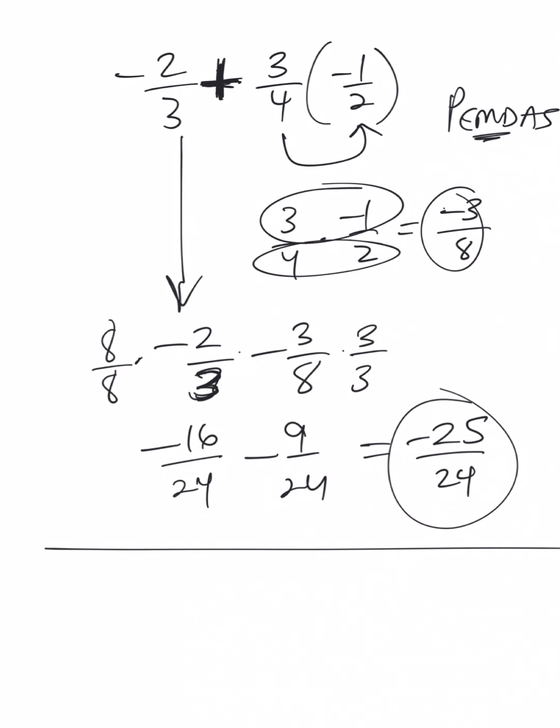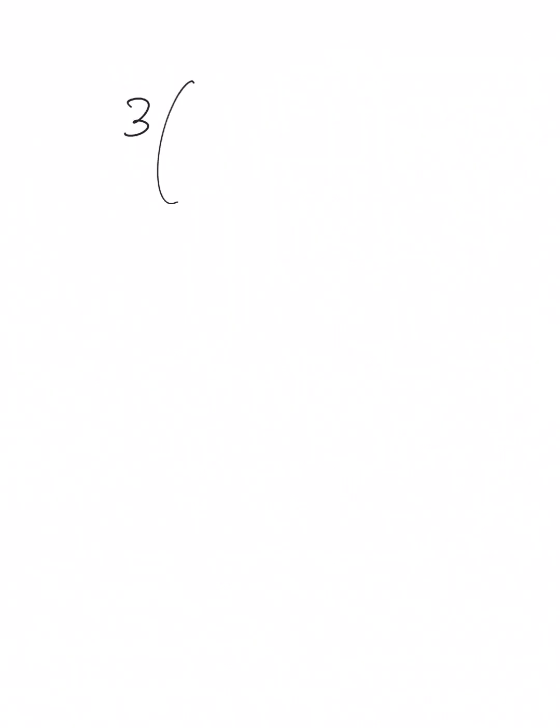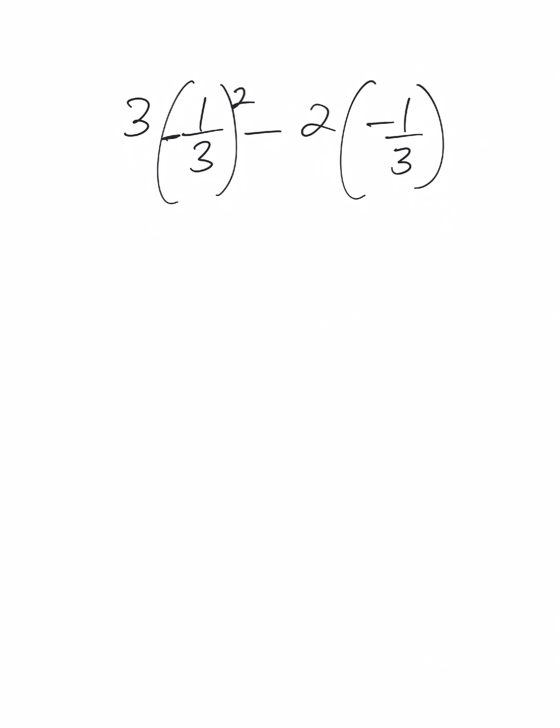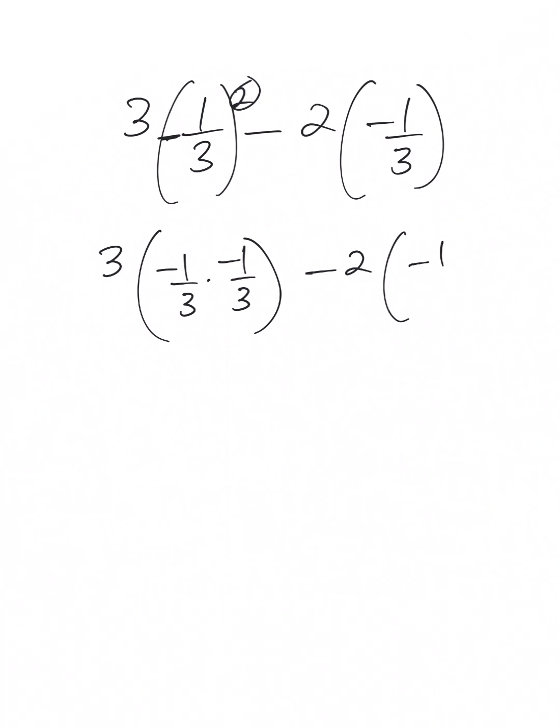Let's look at another example. We have 3 into negative 1 over 3 squared minus 2 into negative 1 over 3. Okay, so PEMDAS, we see that there is an exponent here. So we have 3 into negative 1 over 3 times negative 1 over 3, right? Minus 2 into negative 1 over 3. Okay, this becomes 3 into 1 over 9 minus 2, actually plus 2 over 3.